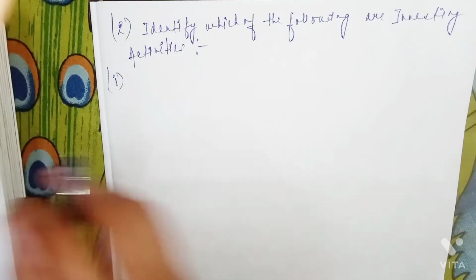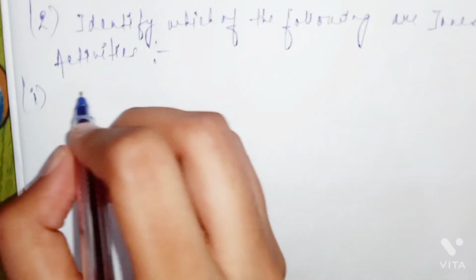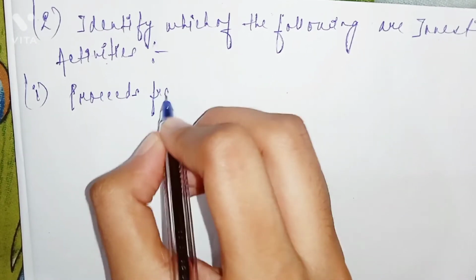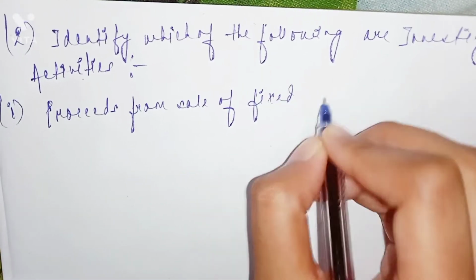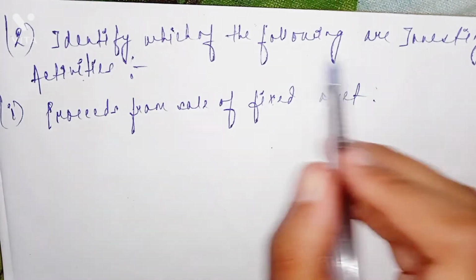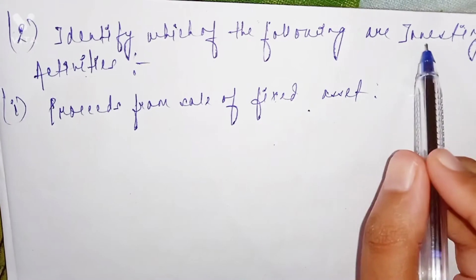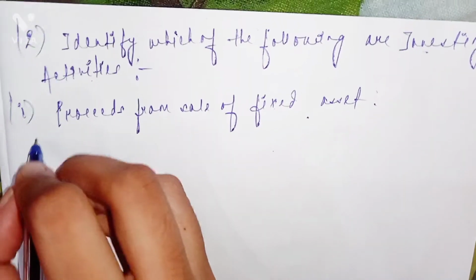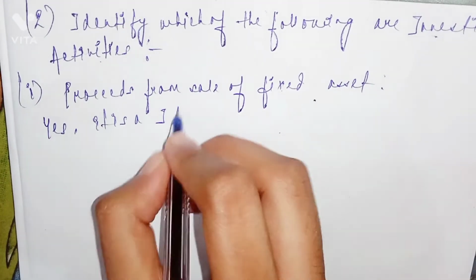So my first item is proceeds from sale of fixed asset. When any fixed asset is sold or any fixed asset is purchased, we always say that it is an investing activity. So it's very clear. Your answer will be yes, it is an investing activity. Here I am just writing IA.